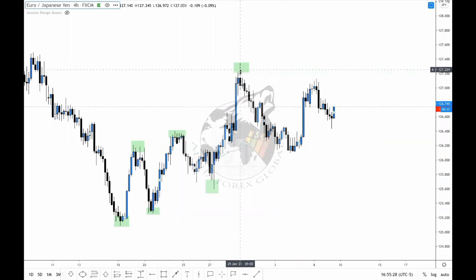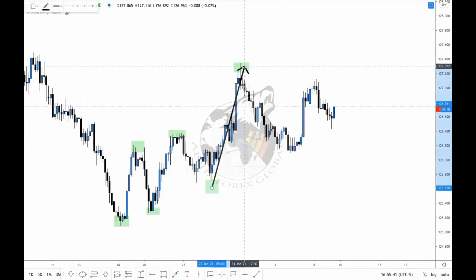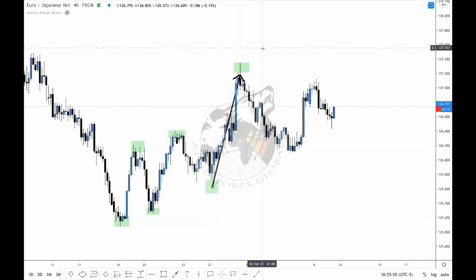And normally I go from my 4-hour to my 1-hour chart to just see what is happening within that 4-hour zone, right? Within the 4-hour structure. So what I mean by that is that this impulsive move right here is 4-hour structure. So from this higher low to this high is 4-hour, right?